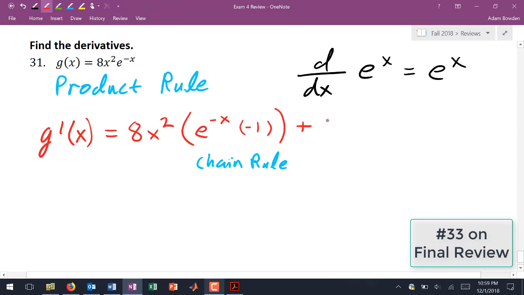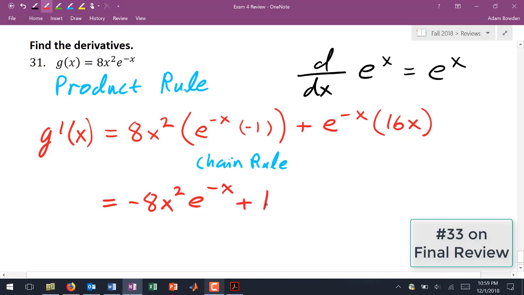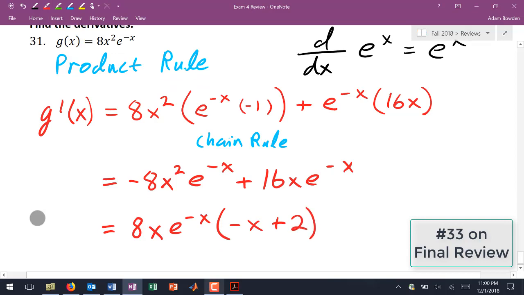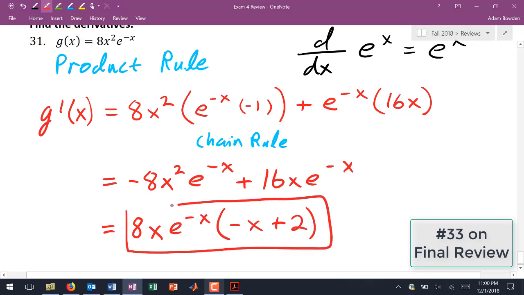We now do plus the second, e to the negative x, times the derivative of the first. And that would be 16x. Now I'm going to simplify this and get negative 8x squared e to the negative x plus 16x e to the negative x. And you might notice that you can factor out an 8 and an x and an e to the negative x from each term, giving you negative x plus 2 inside parentheses if it's factored completely.